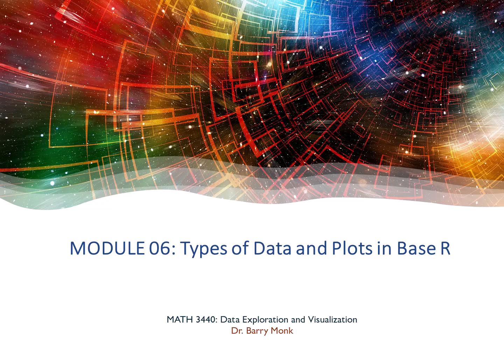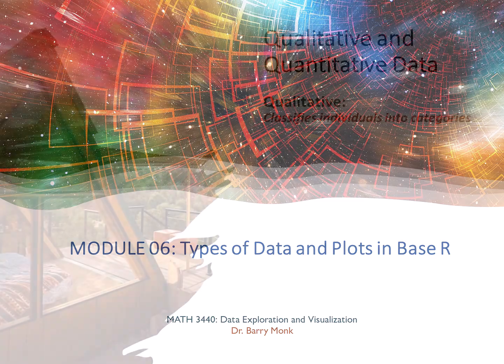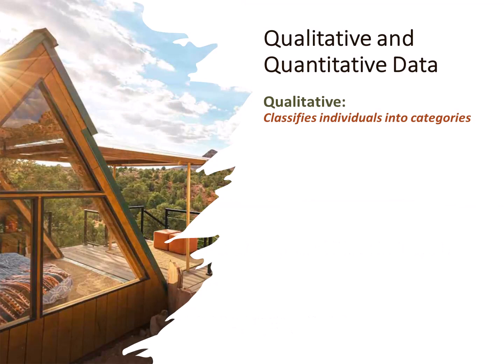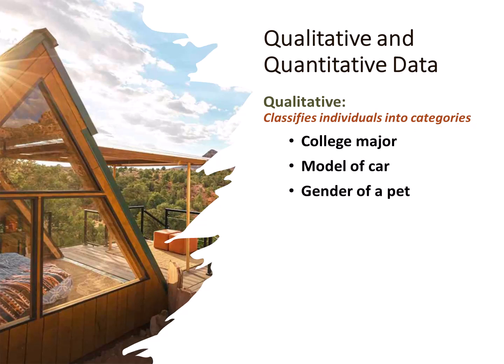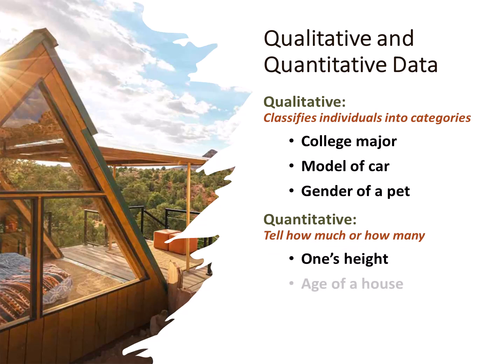We begin by dividing data into one of two types. Qualitative data classifies individuals into categories. For example, college major, model of car, or gender of one's pets are all qualitative. Quantitative data are numerical and tell how much or how many of something there is. One's height, the age of a house, or the score on an exam are all examples of quantitative data.